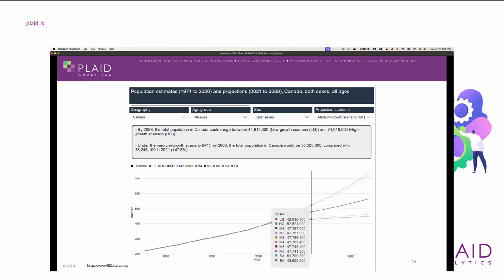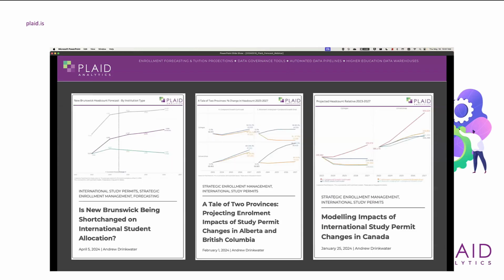Conversely, the rest of Canada won't grow nearly as quick. In fact, to hit the same kind of growth rate, the rest of Canada is going to need an additional 25 years to achieve it relative to Alberta. So we see a much lower growth rate in the rest of Canada than we do in Alberta. Plaid Analytics has written some blog posts on this topic. If you want to get into a little bit more detail, there are some here.